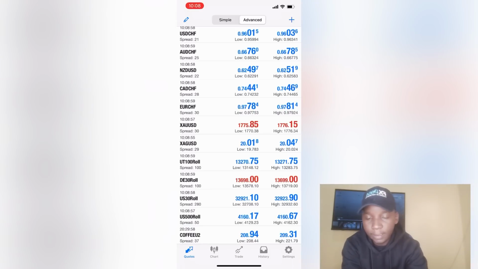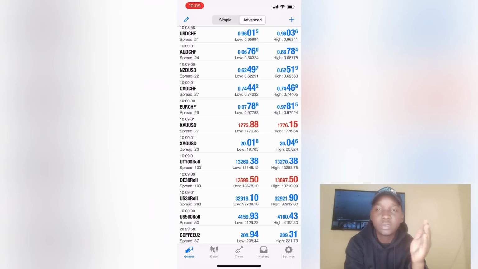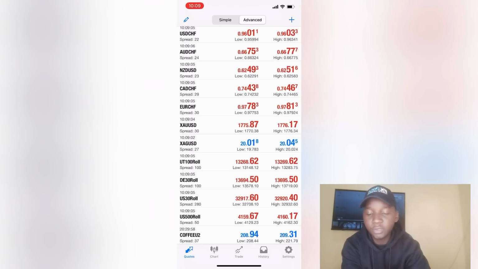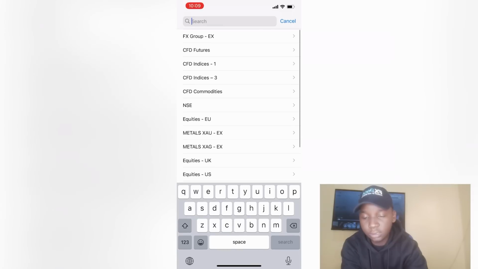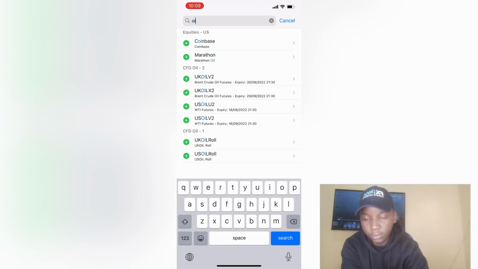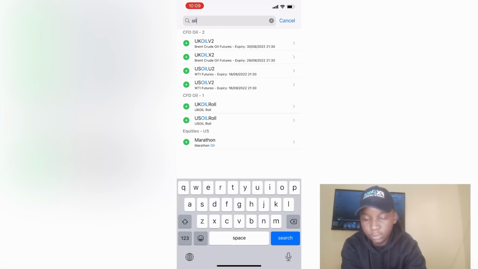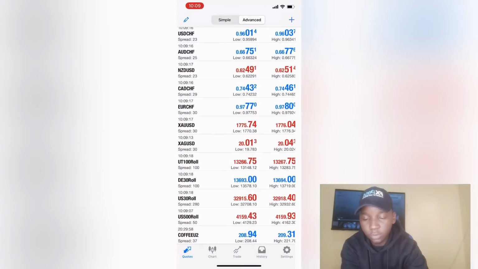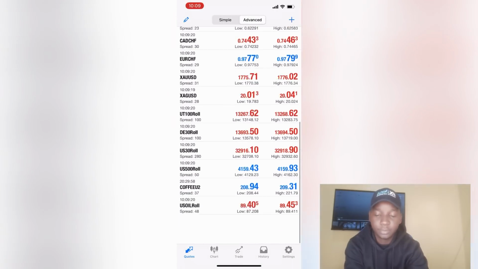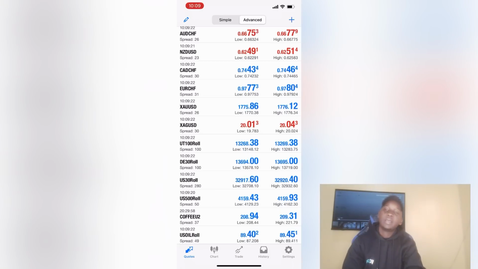Okay, and then on the part where we are talking about natural gas, we have oil, and in the MT4 it is abbreviated as US oil. So I'm also going to add it. I search oil, and of course here it is, US oil. I tap on it, and then I go back to my quotes. It is here at the bottom. Okay, fantastic. Then the last one, so I'm going to switch on my flight mode.